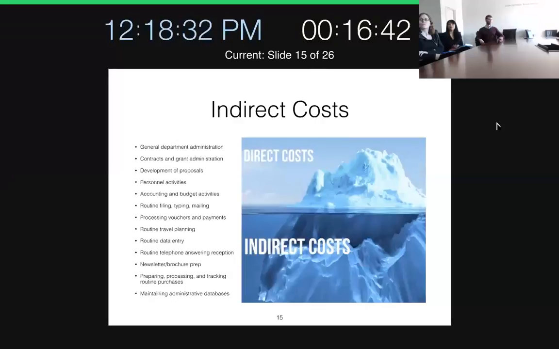And Mike's picture that he chose here is a pretty nice illustration. There are definitely things that are direct costs, but there's a whole bunch of stuff hiding under the water that as a university we have to pay for. And so it's rolled up into indirect costs.